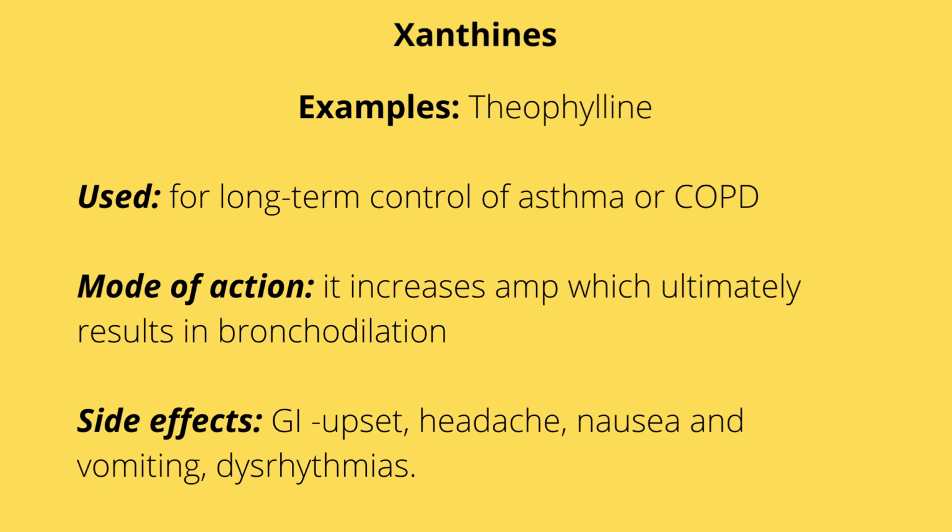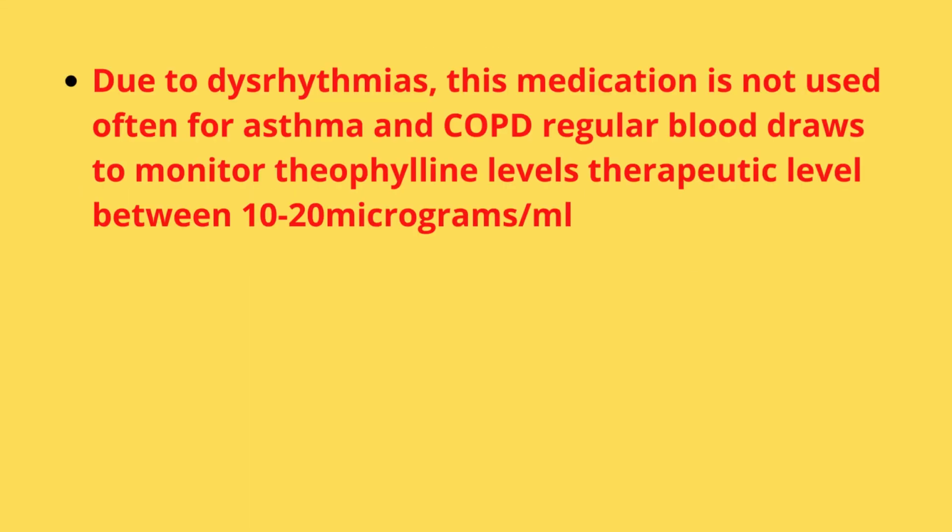It's mostly taken in the morning, and we always avoid caffeine or any stimulants. Some side effects include GI upset, headaches, nervousness, and dysrhythmias. This is why we really monitor this medication because of dysrhythmias. Due to dysrhythmias, this medication is not often used for our COPD and asthma patients. It's always stopped before a cardiac stress test because of this tendency of having dysrhythmias, so we don't have a false test.